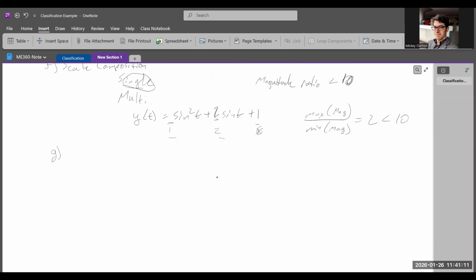G is randomness. So we've got two options here. It can be deterministic, or stochastic. And we can see from our equation up here, this is an analytical equation, right? I can predict the value for any value t. I plug in any value t, and I get a known singular response, y. So this is deterministic.